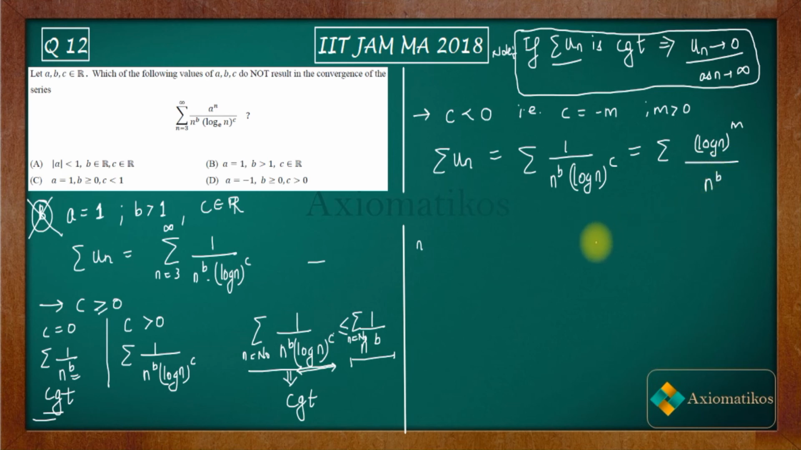Now what you have to prove is that if b is greater than 1, and this number m is greater than 0, then this series always converges. All right. So I can give this as an exercise to you: just check yourself why this series is going to be a convergent series.